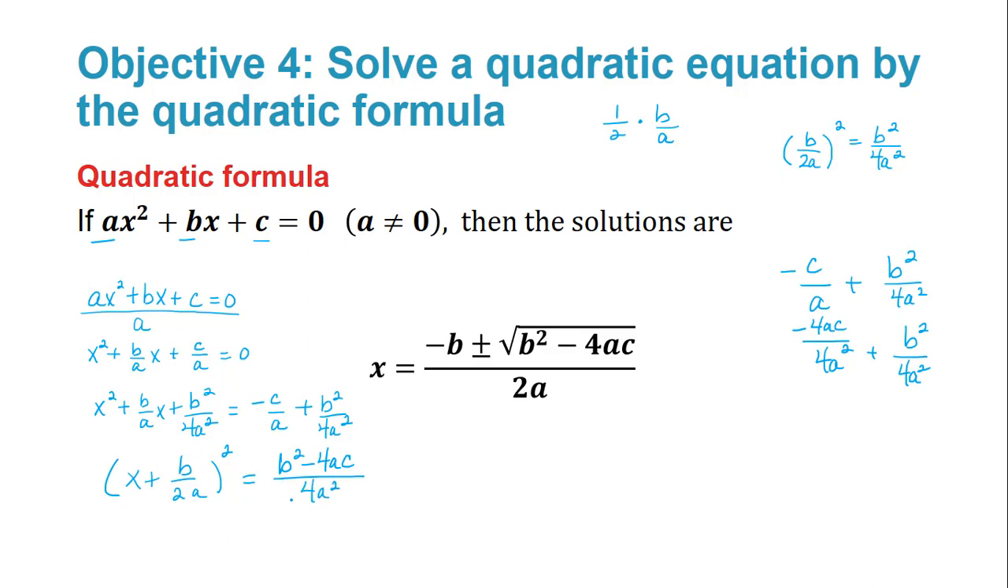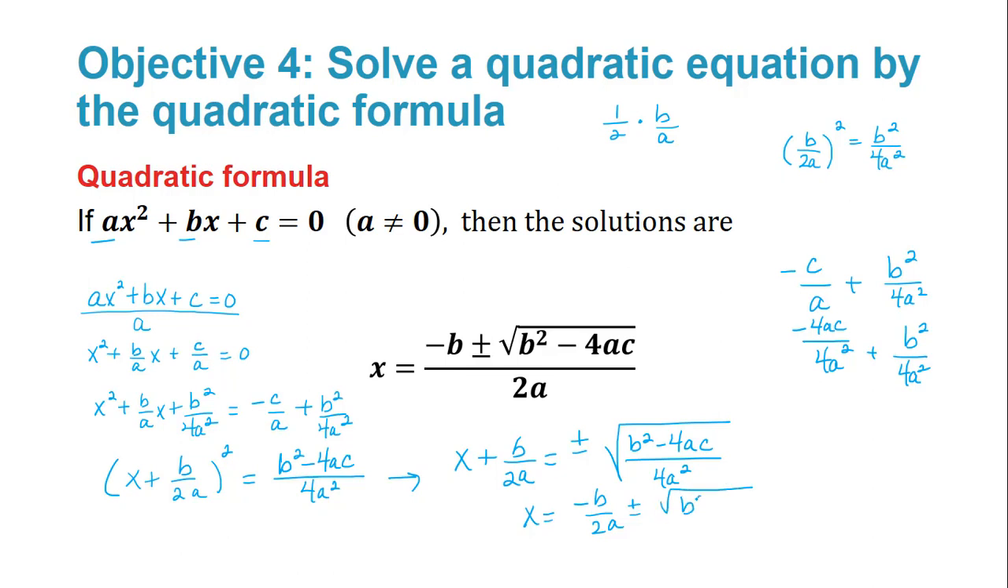And then we would apply the square root property to get x plus b over 2a is equal to plus or minus the square root of b squared minus 4ac, all divided by 4a squared. But we can subtract the b over 2a, and when we apply the radical to this fraction, we would have plus or minus the square root of b squared minus 4ac. But then in the denominator, the square root of 4a squared is just 2a. And then we can combine these to get the quadratic formula.